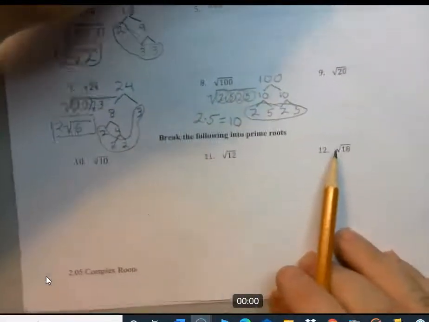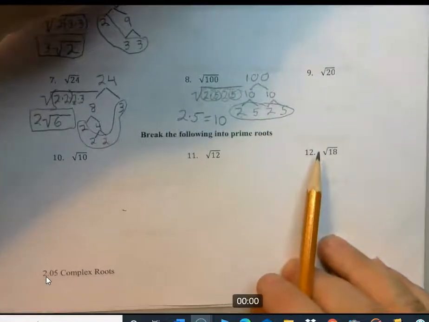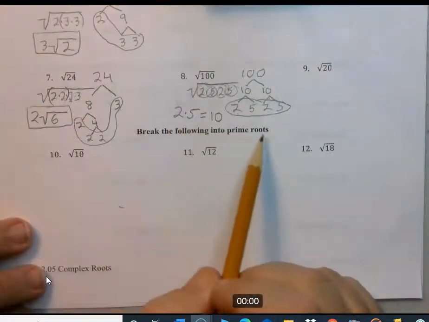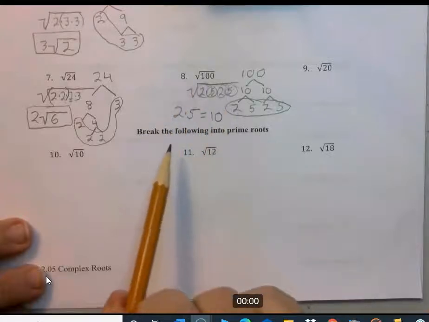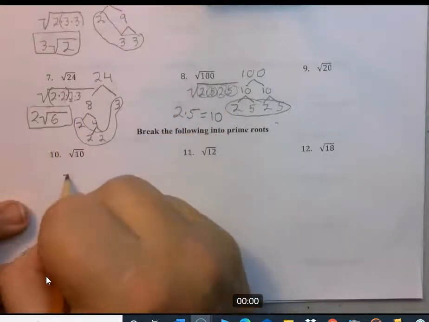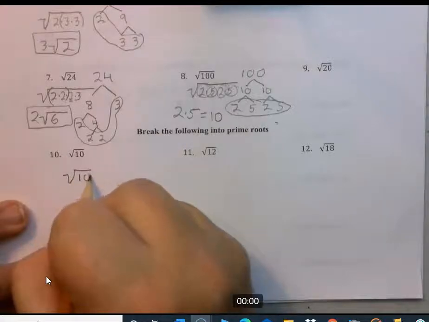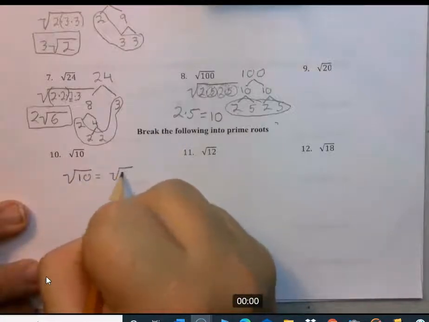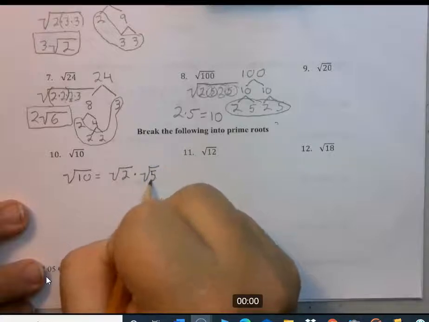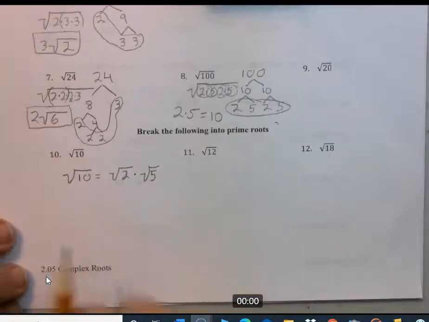Okay, in this one, the instruction might not be clear, but it's just meant to illustrate a point of radicals. It says break the following into prime roots. So I don't want you to do what you did above. I don't want you to simplify them. I just want you to show that root 10 equals the square root of 2 times the square root of 5. Okay, so you know that.